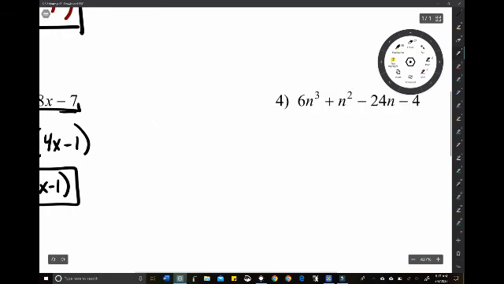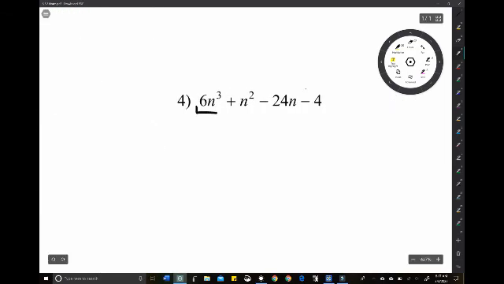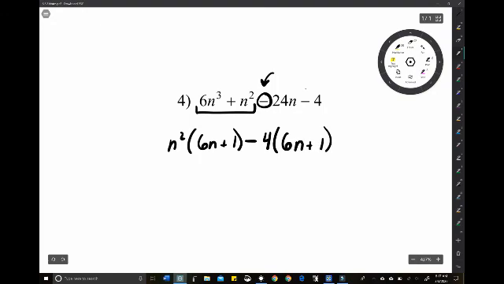Last one. So this concept, hopefully pretty easy. Group the first two, bring out an n squared. It's going to leave you with 6n plus 1. Second two, we got that subtraction, so we're going to bring out a negative 4, its greatest common factor, 6n minus 1, or plus 1, whoops, because we bring out a negative.